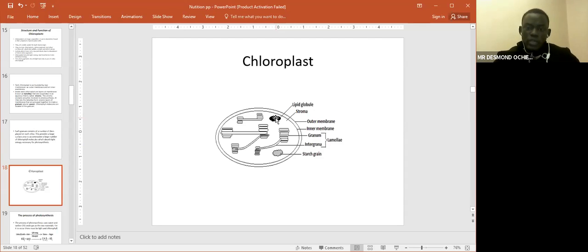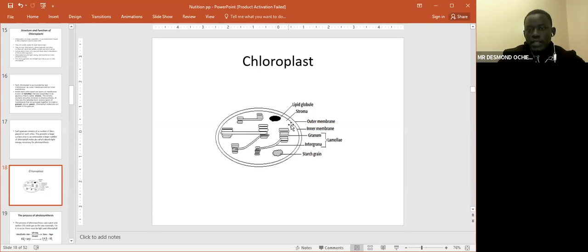Now, in most cases, students tend to confuse the lipid and the starch grain here. Note the differences. Look at the color shadings. In most cases, the dark one is always the lipid and the light one is the starch grain. They can use different colors, but note that the dark one is the lipid and the light one is the starch grain. So these are the various parts of the chloroplast.